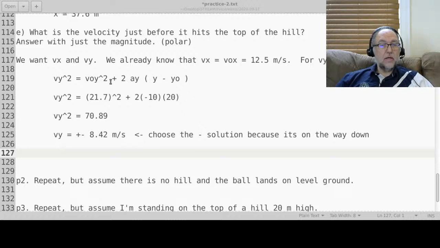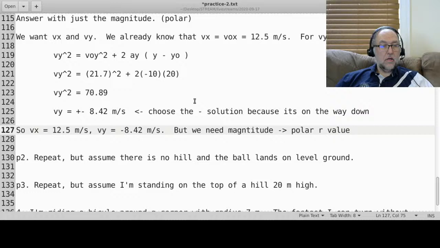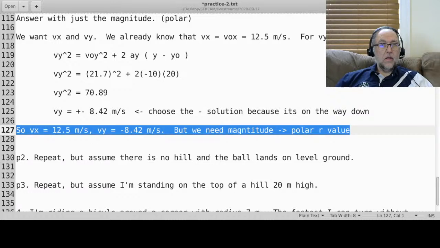At this point we have this. We know that Vx is 12.5 meters per second and Vy is -8.42 meters per second. And if all I wanted were the Cartesian components, that would be it. But we want the magnitude.